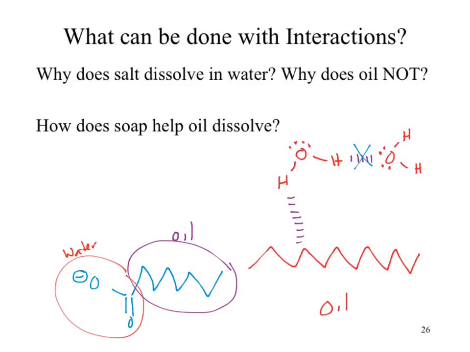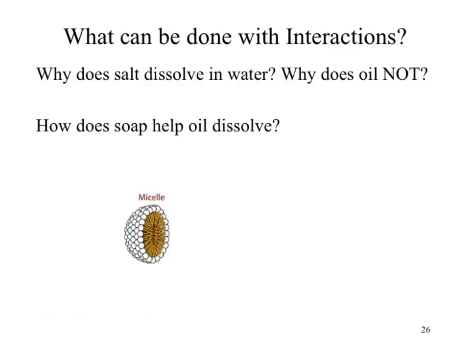And what ends up happening, exactly as you described, your soap balls up around the oil, trapping the oil in with all of your nonpolar part of the soap, forming a ball where the outside of your soap is water soluble. And you end up with micelles. Okay. What happens if we scale that up even larger?